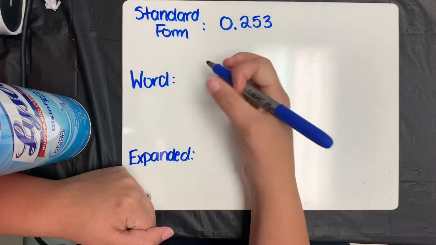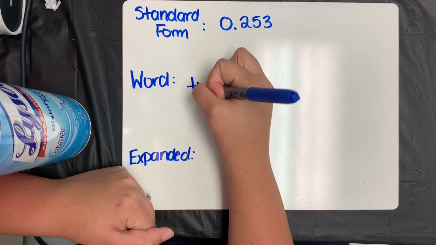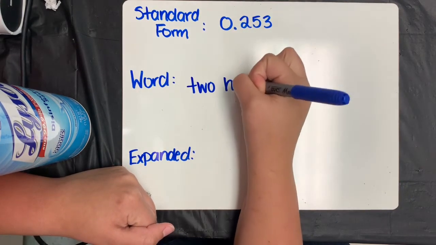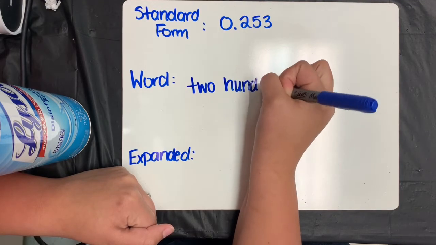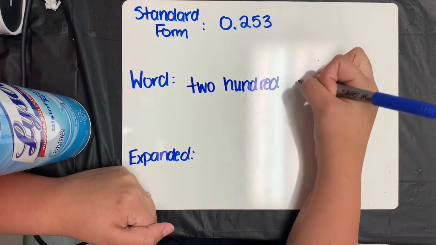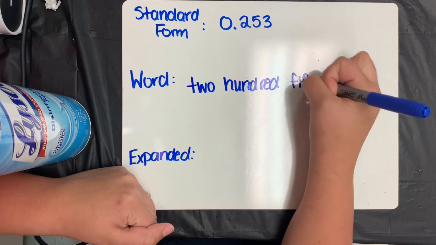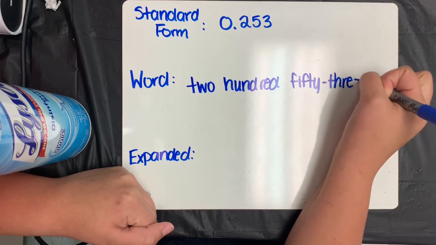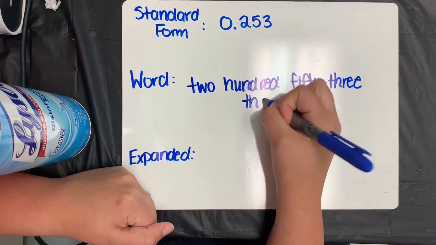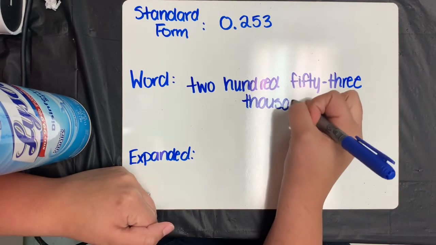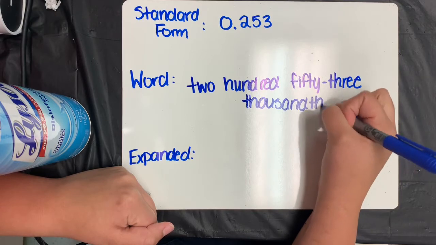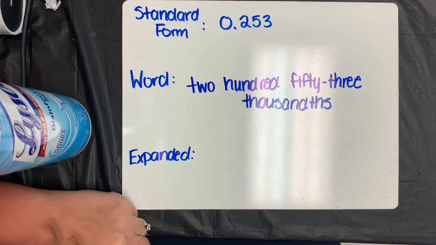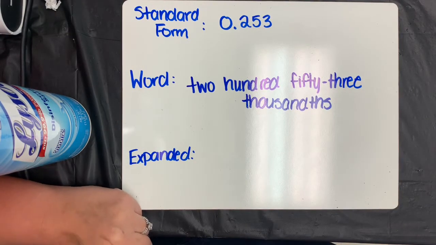So the word form is 253 thousandths. Seems easy enough, right? Now let's talk about the expanded form.